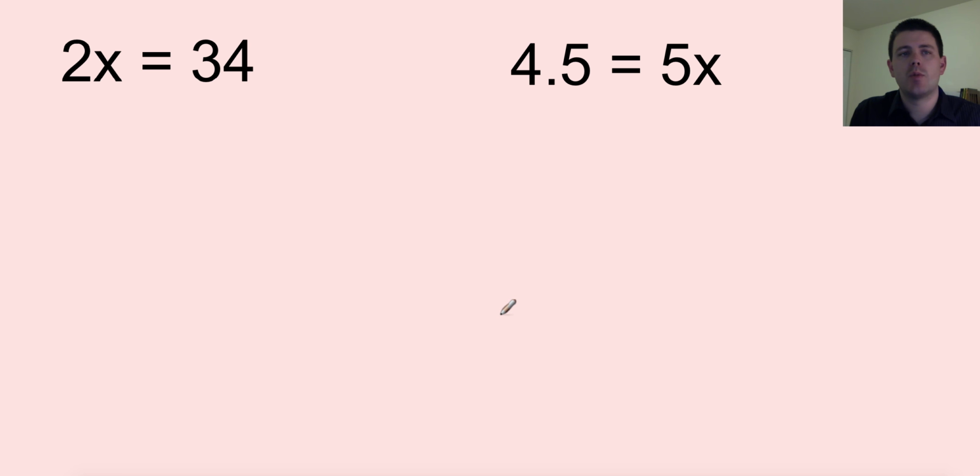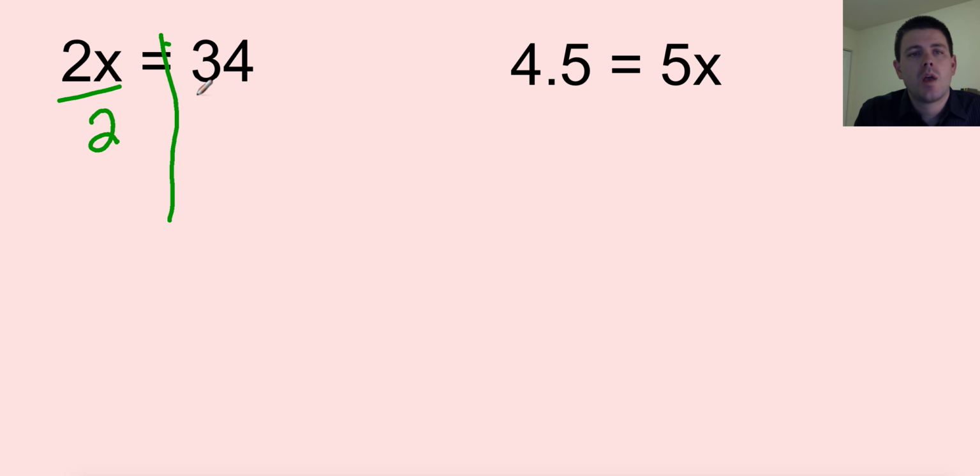So let's try a couple more. 2x is equal to 34. So we draw a line down through the middle. Sorry, that was a little crooked. And we look at our x. What did they do to x? Well, they multiplied it times 2. So I want to undo that step. I want to get rid of that 2. So I'm going to divide by 2.